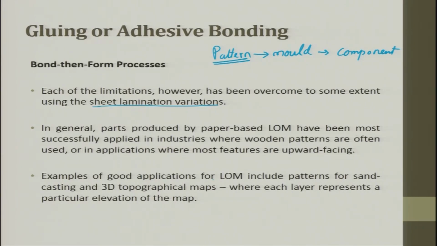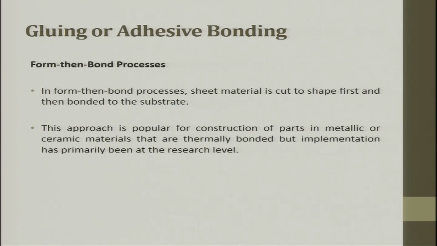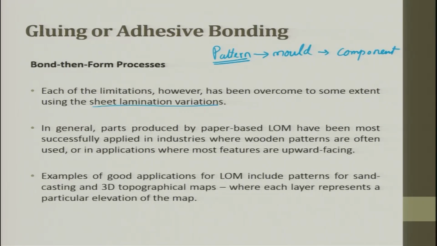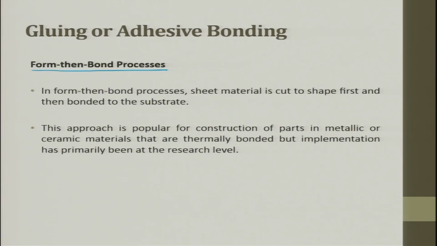Examples of good application of LOM include patterns for sand casting and 3D topological maps, where each layer represents a particular elevation of the map. So, pattern leading to mold, mold leading to component. Form and then bond. So, till now what we were seeing was bond then form. So, it is form then bond process.